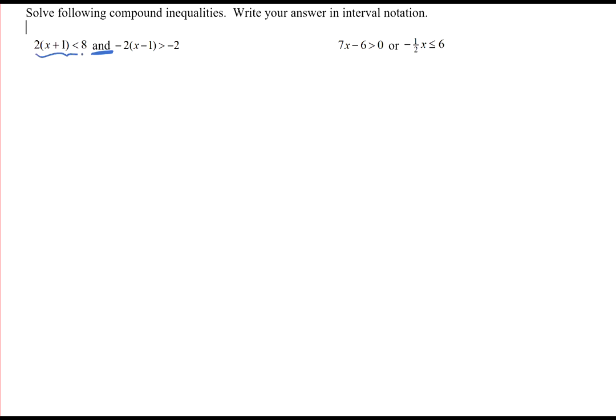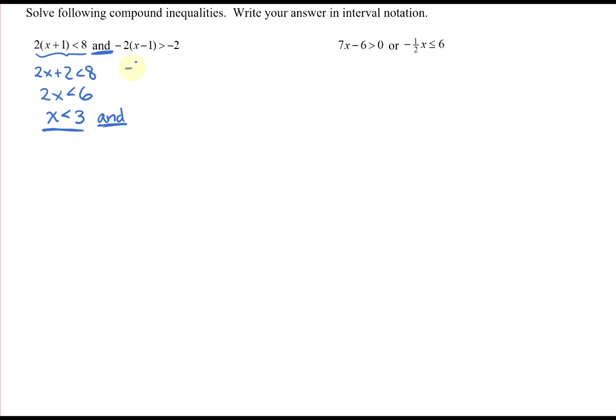So we're going to solve this side first. 2 distributed in: 2x plus 2 is less than 8. Subtract the 2 from both sides. 2x is less than 6, since 8 minus 2 is 6. Divide by 2, and because it's positive, I don't change the inequality. x is less than 3. Now, we're going to eventually have an intersection of these solutions and the other side.